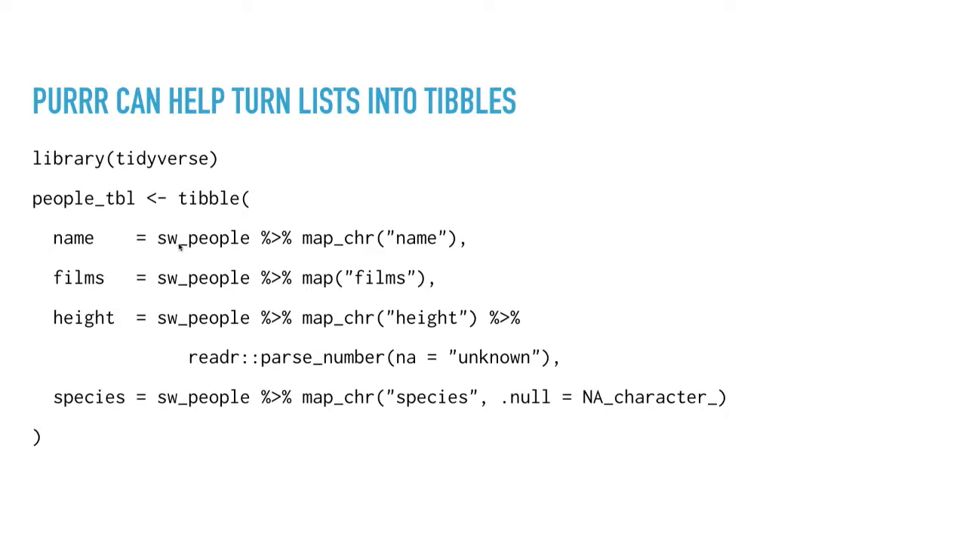And I'll just go through these in turn. The name is the simplest one, right? I'm pretty sure we've already done this a few times. We're basically just pulling out the names from that SW people list. So I'm taking SW people, passing it into map as the .x, and then using that string shortcut to pull out the name.